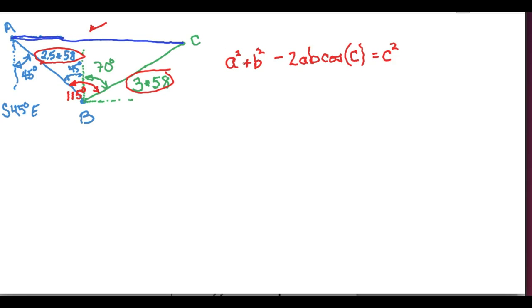So I'll just take that squared plus the other length squared, minus 2 times that length times this length times the cosine of this 115 degrees is going to be equal to the C squared, where this side right here is the piece that we're finding with the C squared. I'll leave the rest of those calculations to you.